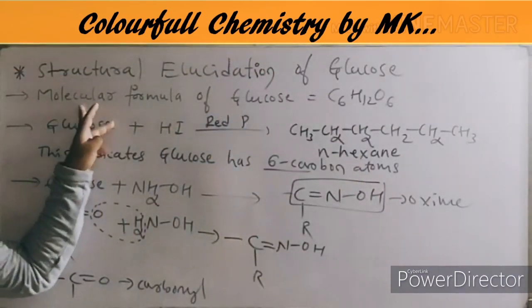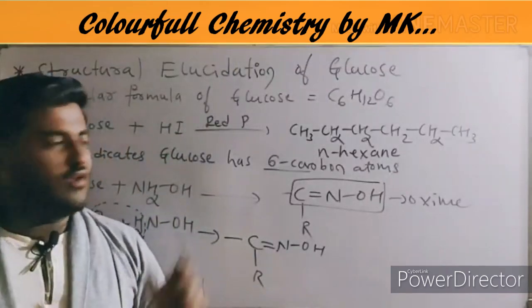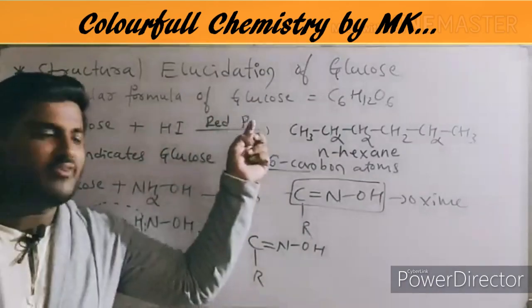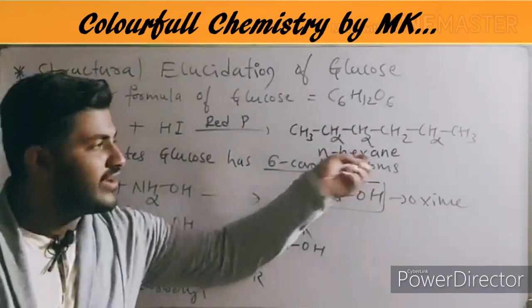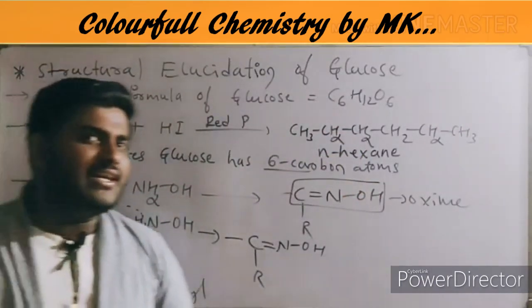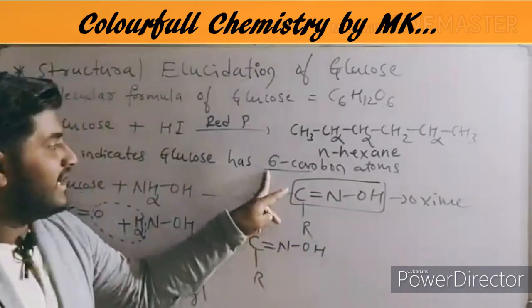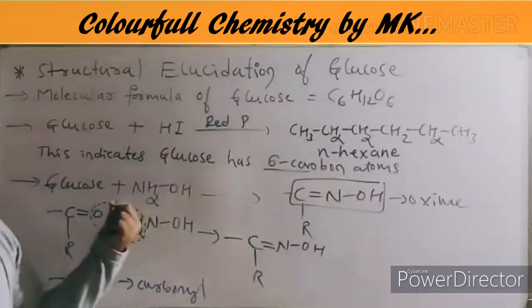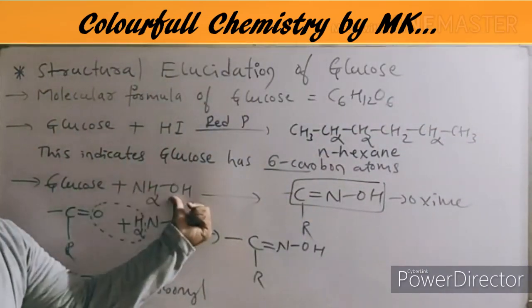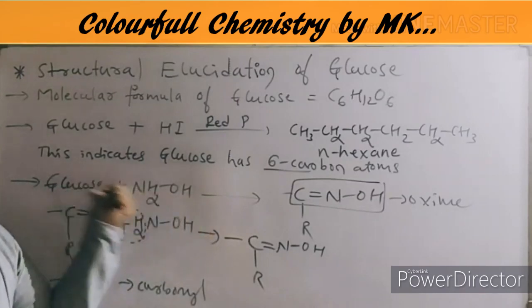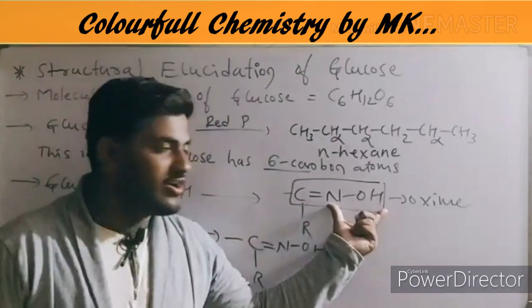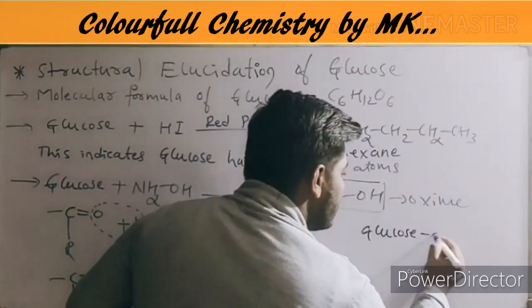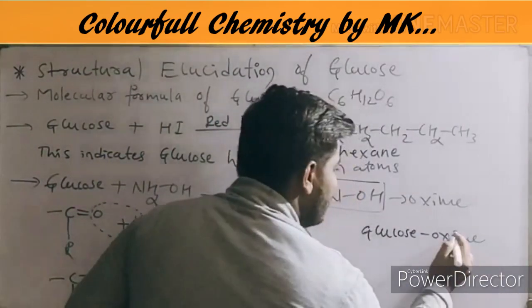In the structural elucidation of glucose, the molecular formula of glucose you know is C6H12O6. When glucose is reacted with HI in presence of red phosphorus, we are getting n-hexane. That reaction indicates there are 6 carbon atoms and all are in a straight chain. In the second reaction, we added hydroxylamine to glucose and got oxime. What is the name of this? Gluconoxime, glucose oxime.